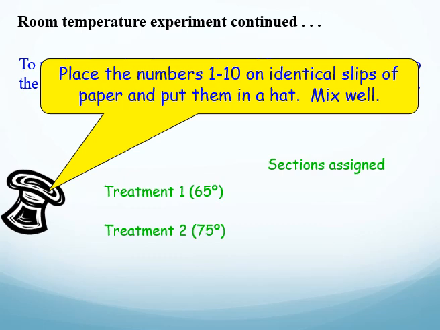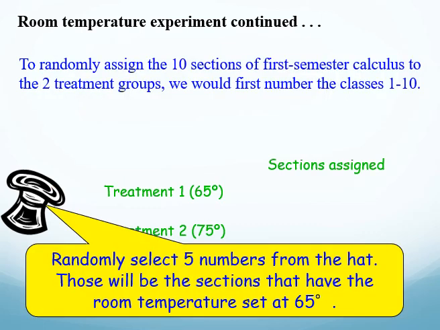But the simplest way is to just put 10 identical pieces of paper, each with a number 1 through 10, in a hat. And then shake the hat really well and just pull 5 slips out. So we randomly pick 5 of the numbers from the hat, and we're going to assign those 5 numbers, those 5 sections, right? Each section is numbered 1, 2, 3, 4, 5.